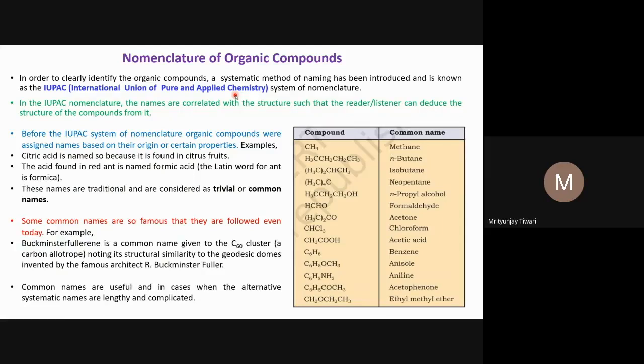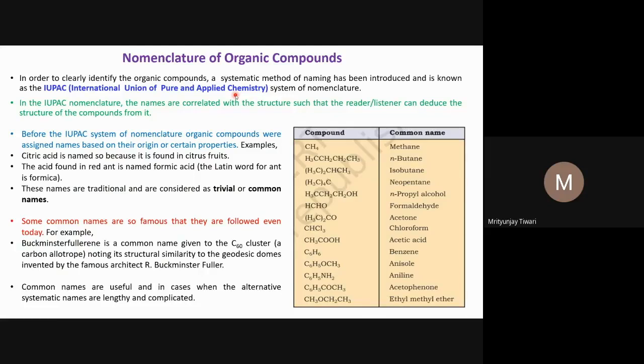This is also called systematic nomenclature, and systematic nomenclature means that if the name of the compound is given, you should be able to write the structure of that compound uniquely. Or if the structure of the compound is given, it should give a unique name to that compound, so that one can easily correlate name to structure or structure to name.